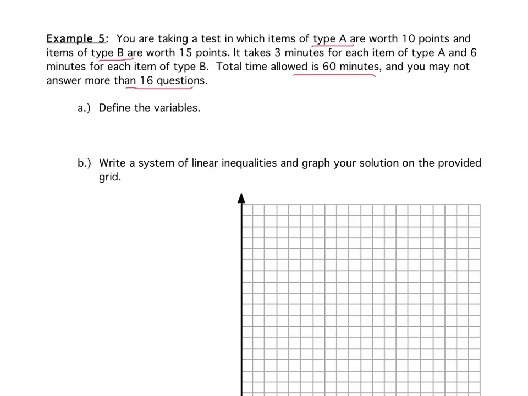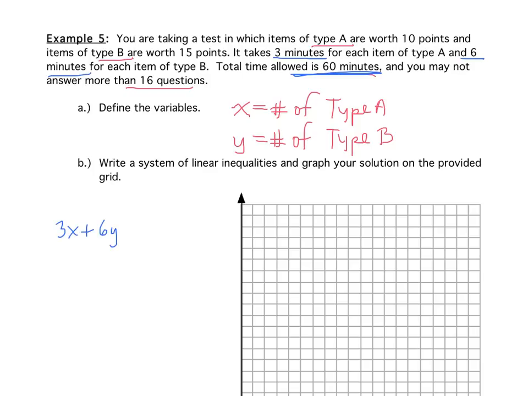So when we go to define our variables, x is going to equal the number of type A and y is going to equal the number of type B. Okay, so when I create my system of inequalities, I am going to create one dealing with the minutes. So that means that if it takes 3 minutes for a type A and 6 minutes for a type B, and I'm allowed 60 minutes, 3x plus 6y has to be less than or equal to 60 minutes.